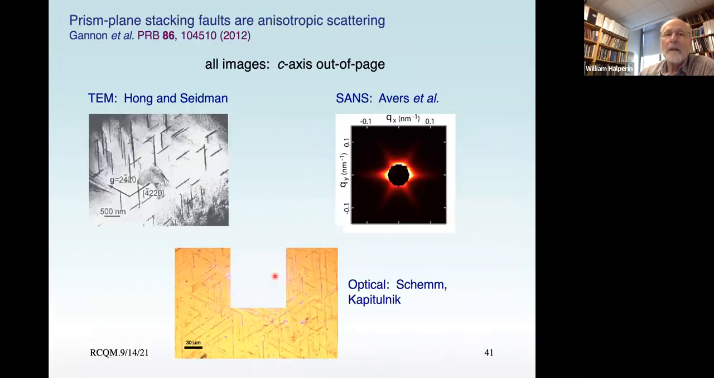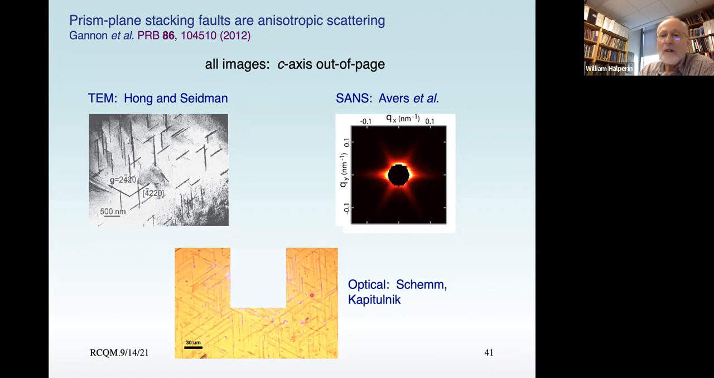And here's what they are. The first observations from Hong and Seidman were using electron microscopy. Keep in mind the z-axis is out of the page for all of these images, so you're looking in the basal plane, if you wish. What you see are lines, and they're all at certain angles, at 120 degrees to each other. You see the same thing in the optical image that Elizabeth Shem took from the faceted crystal that we had sent her.